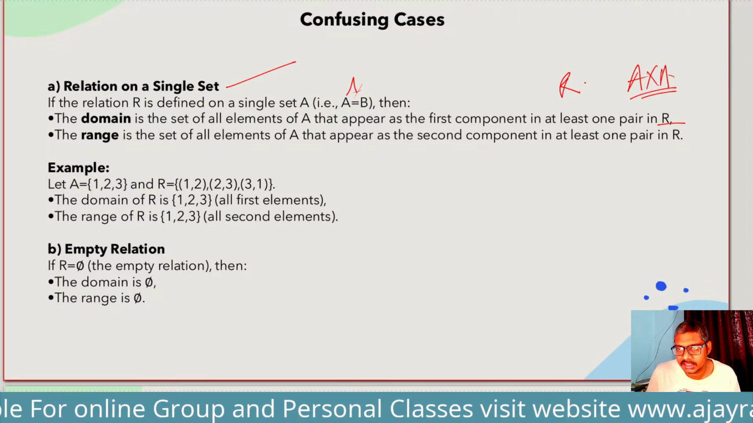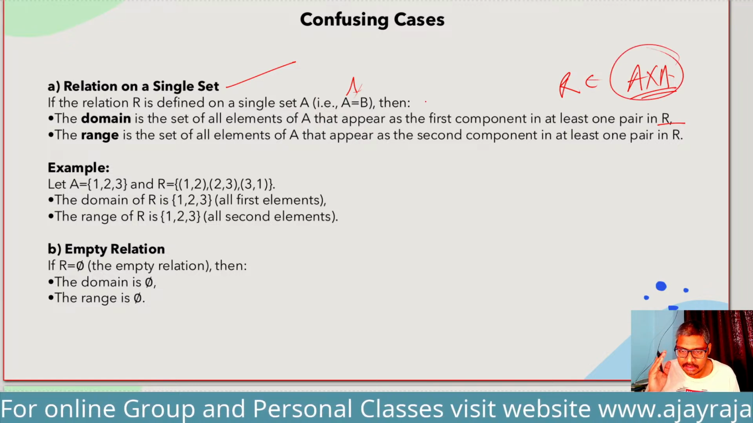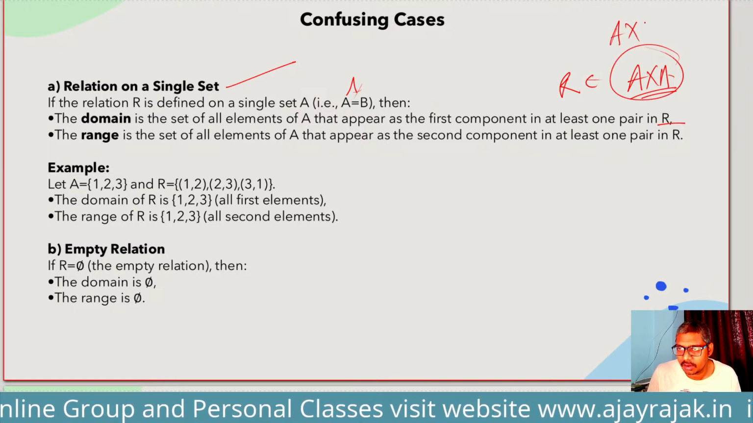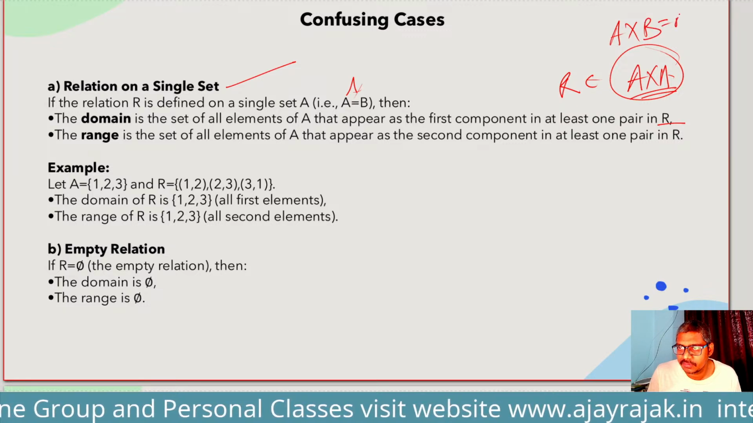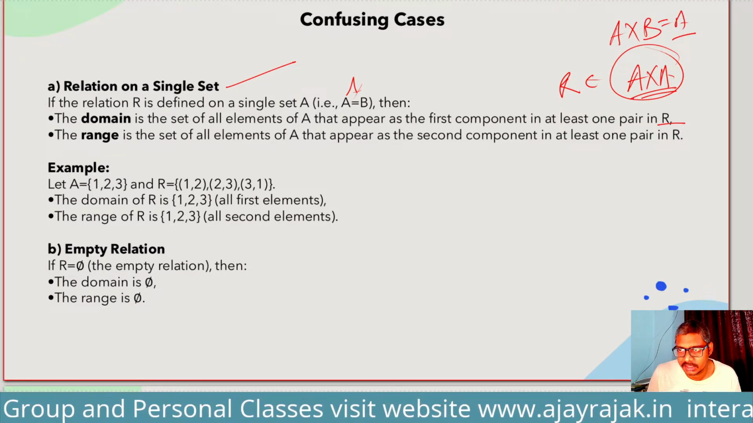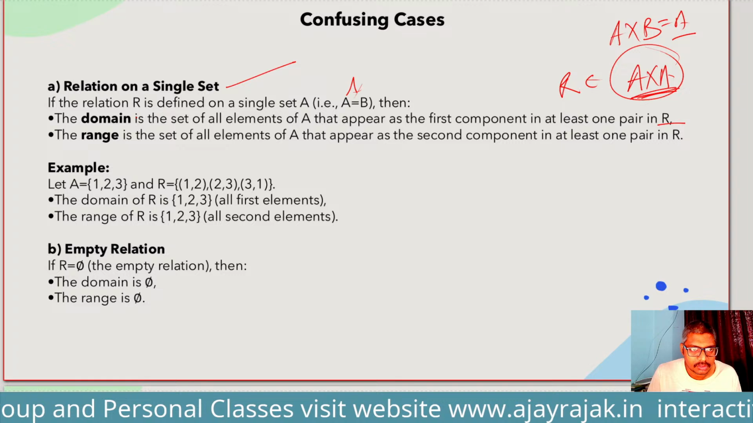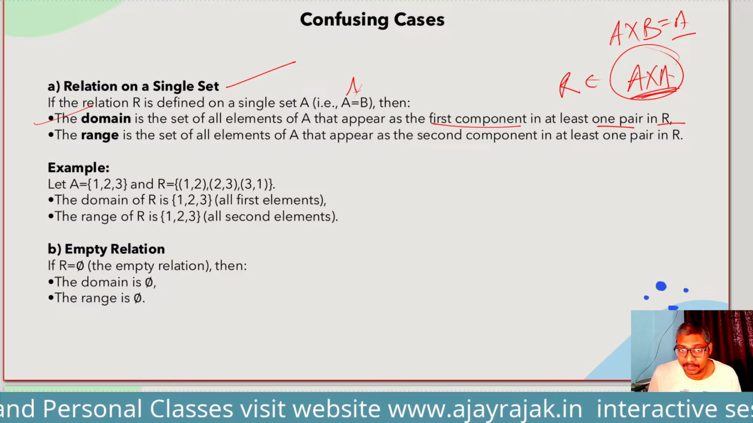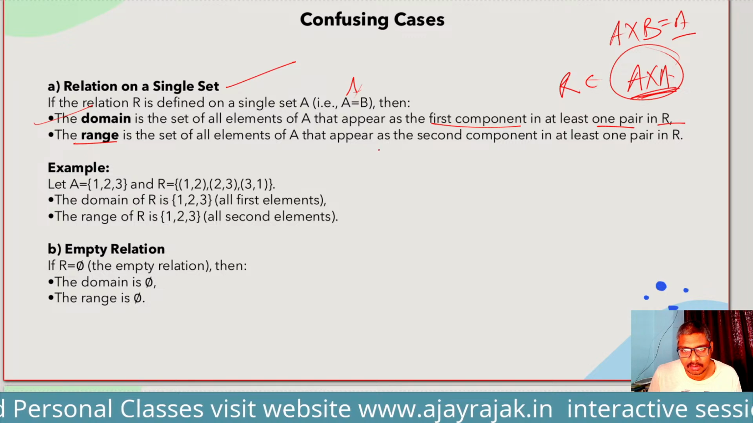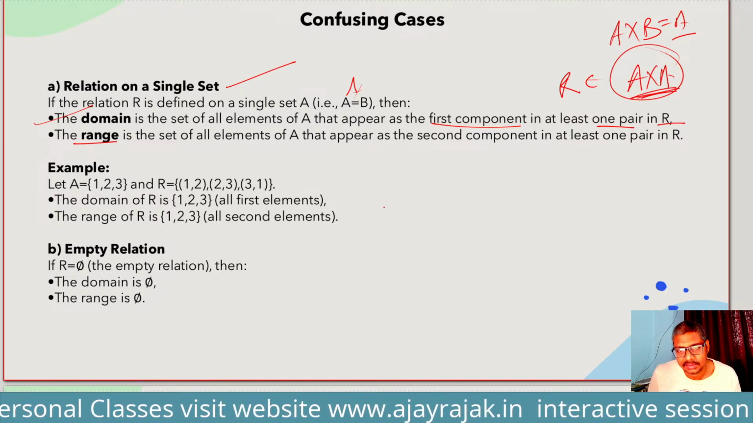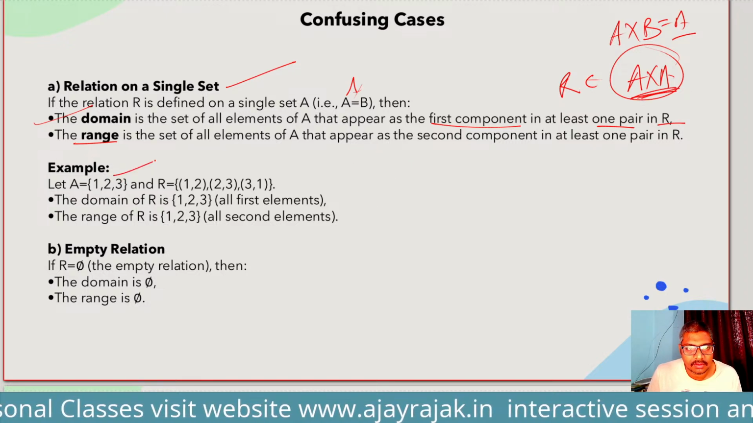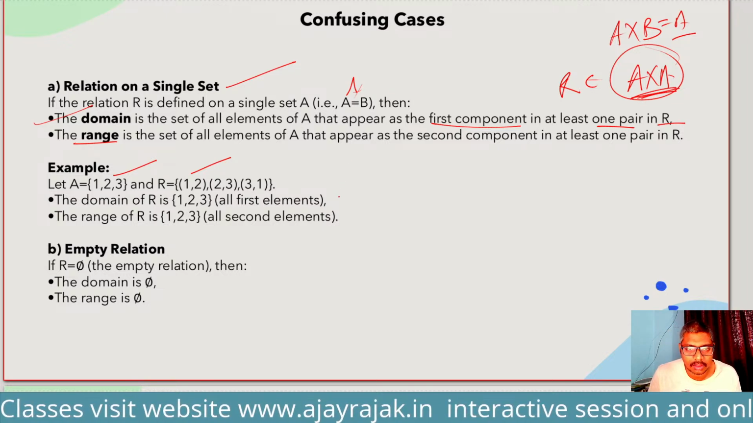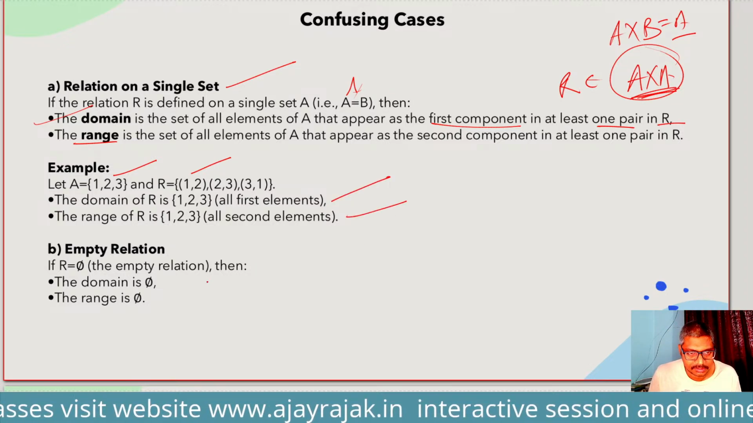So whatever this relation is, it belongs to the Cartesian product of A itself, right? Or you can say A cross B, but here B is equivalent to A, so it doesn't matter, it is A cross A. In that case the domain will be the first component of the pair and the range will be the second component of the pair. Definitely they come out equal, but we have to write the domain and range accordingly, all the first elements and all the second elements.